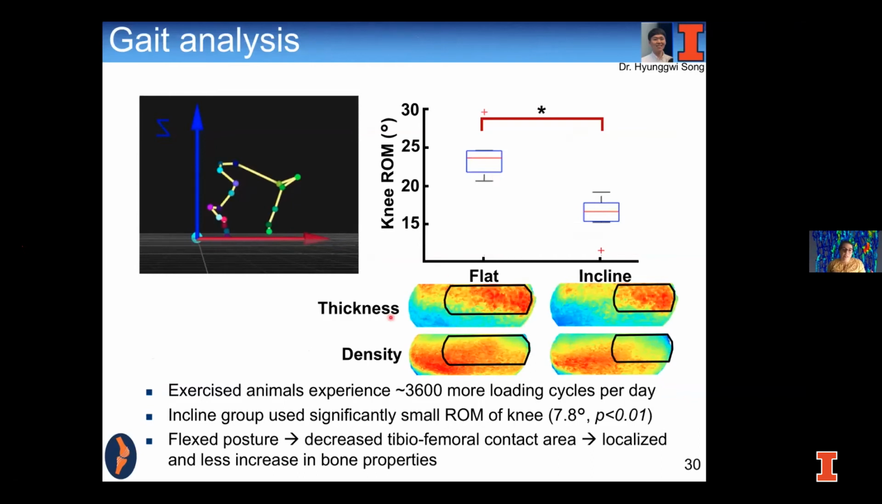And we can see here, for example, the thickness map of the flat group. This is again in the subchondral bone, compared to the incline group. And we see that the region of increased thickness is actually smaller in the incline group compared to the flat group. And again, this trend exists in terms of density. One thing that's a little bit counterintuitive is why the density in the incline group, which has higher ground reaction forces and more concentrated loading, is actually lower.